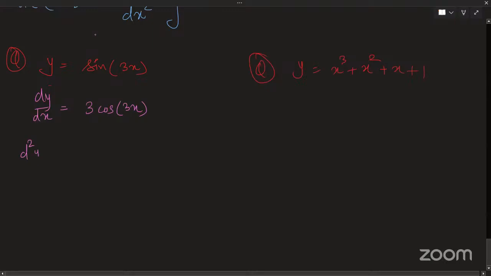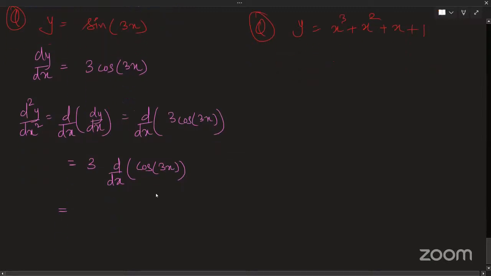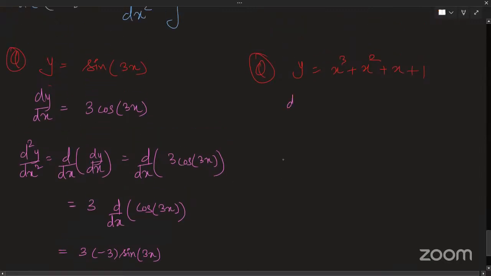So your value of d2y by dx square is basically the d by dx of dy by dx. Now you need to differentiate 3 times cos of 3x. 3 will come out common and you now need to differentiate cos of 3x. What will it be? Minus sine 3x. So minus 3 times 3, it becomes minus 9 times sine of 3x. Okay, great.